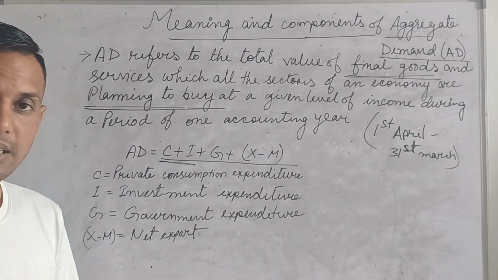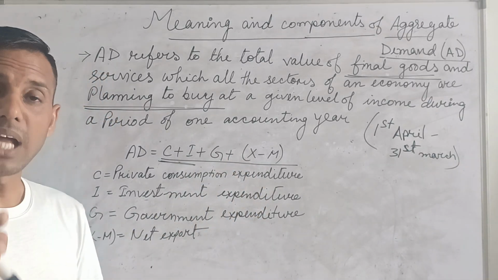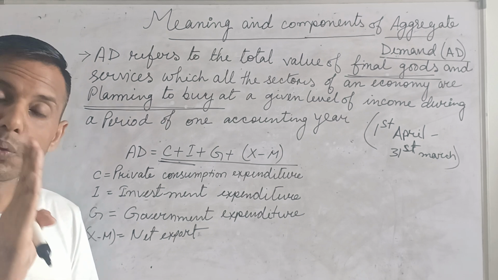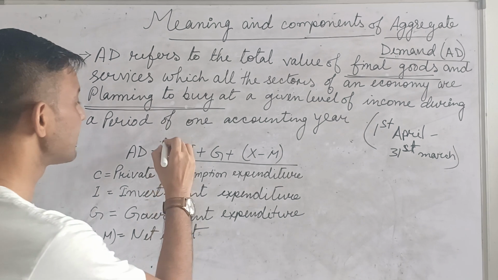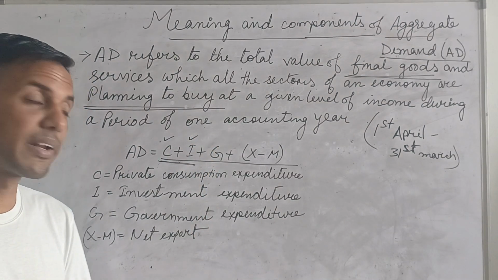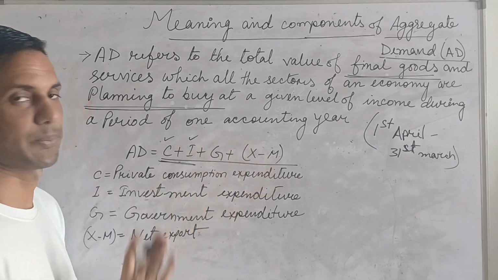But if the question asks what are the components of aggregate demand, then you have to write all these 4. Is it clear what I say? If the question asks what are the components of aggregate demand in case of 2 sectors, then you will write C and I. But if the question asks what are the components of aggregate demand, then you will write the 4.